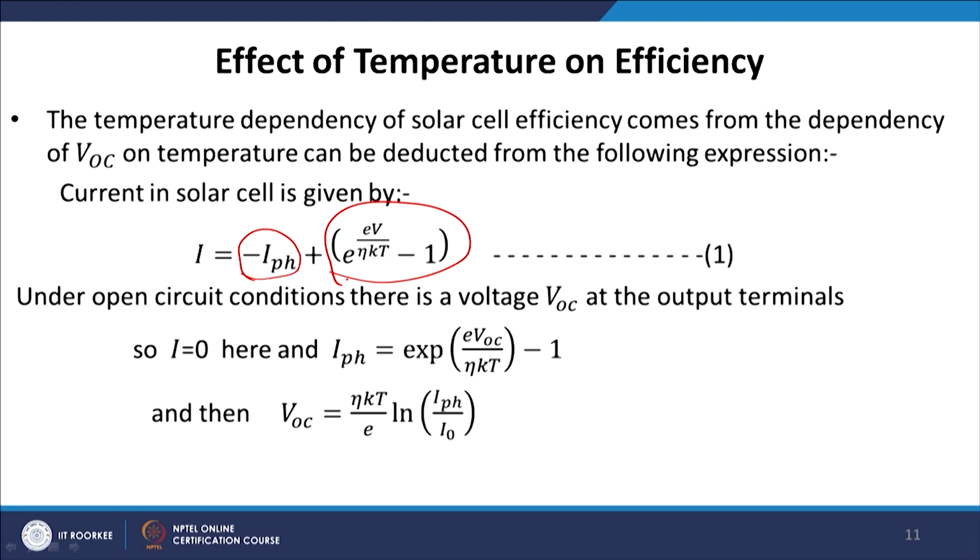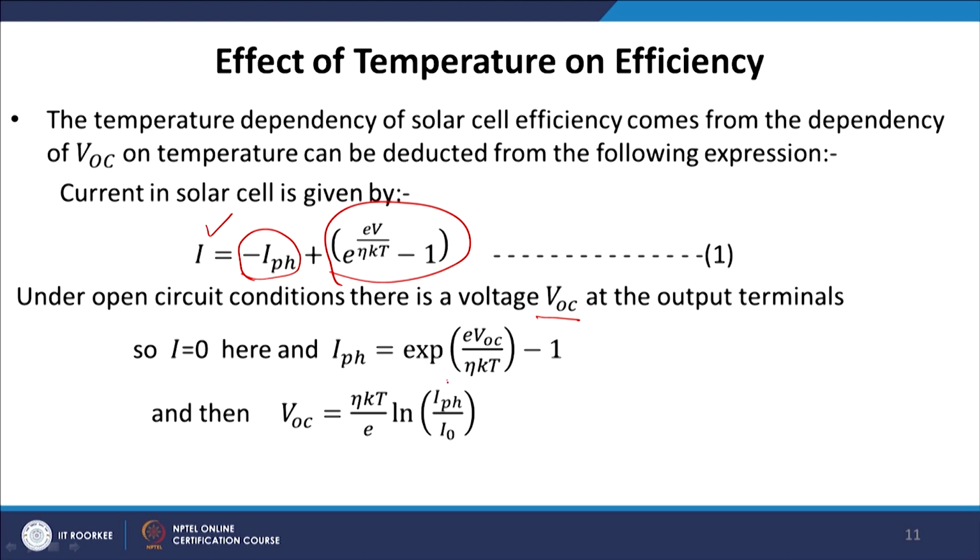Under open circuit condition, there is a voltage VOC at the output terminals. So, when I is equal to 0 here, then IPH is equal to I naught times exponential EVOC by eta KT minus 1, because we have considered this term equal to 0 when we are considering the open circuit condition. Open circuit condition means the voltage developed across the device is VOC, but the current is 0. Now, if I put I equal to 0, this term will come on the left hand side, giving you IPH is I naught times exponential EVOC by eta KT minus 1. And then the value of VOC comes out to be eta KT by E ln of IPH by I naught.